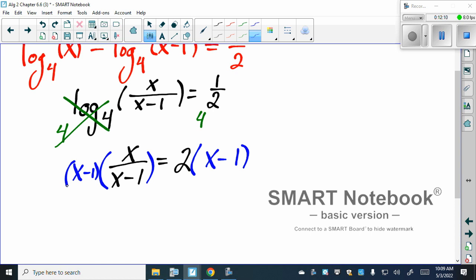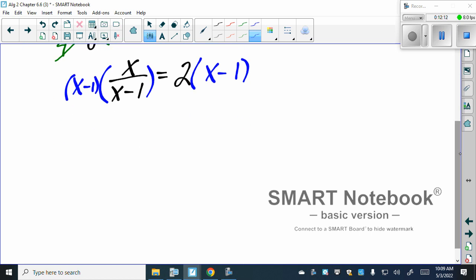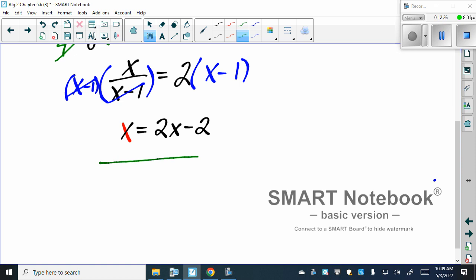Because if I multiply the left side by x minus 1, we would actually get x minus 1 over x minus 1. Anything divided by itself is 1. So that simplifies out, leaving us with x is equal to 2 times x is 2x. 2 times negative 1 is negative 2. And then what would we do next? Yes.